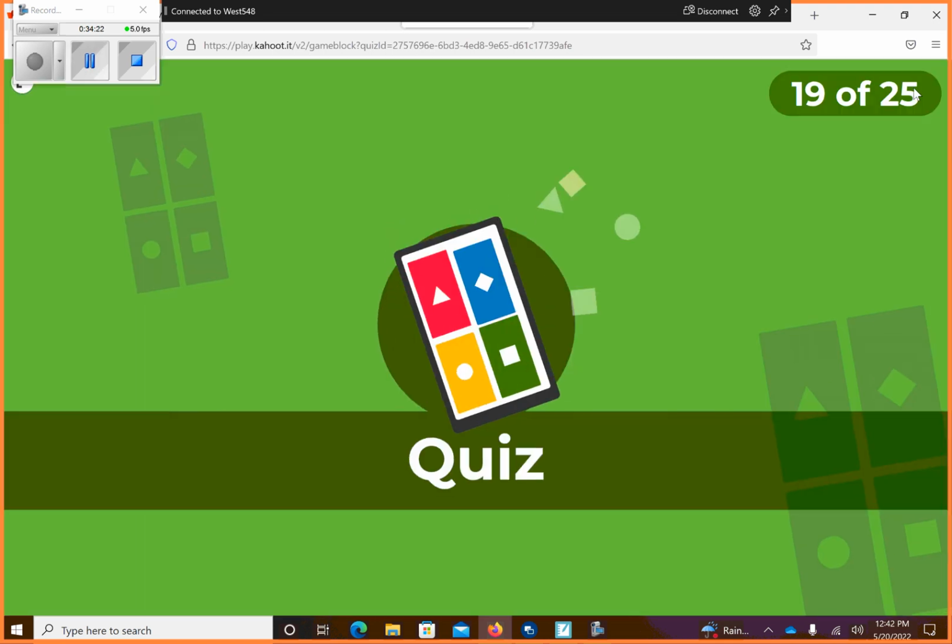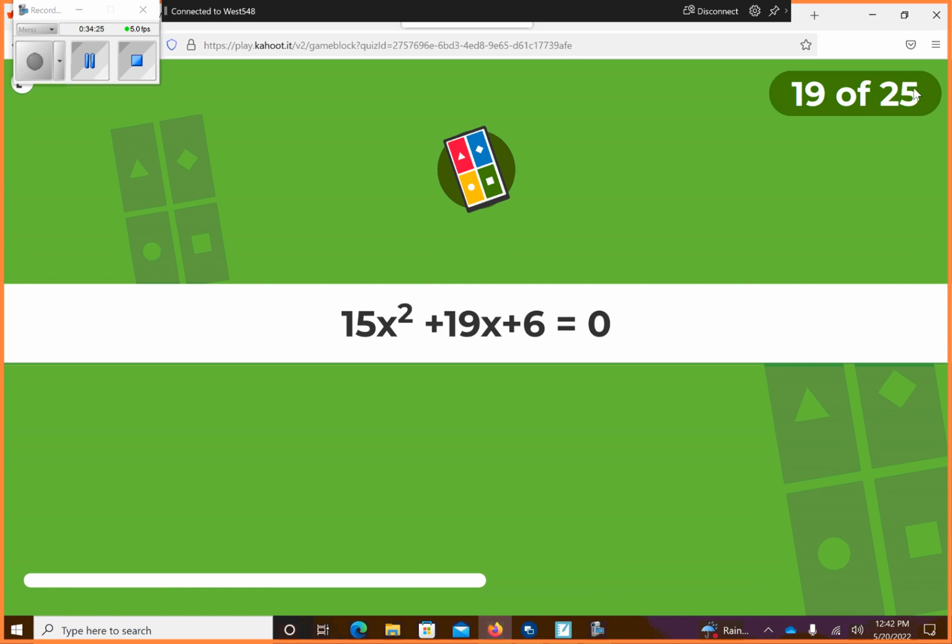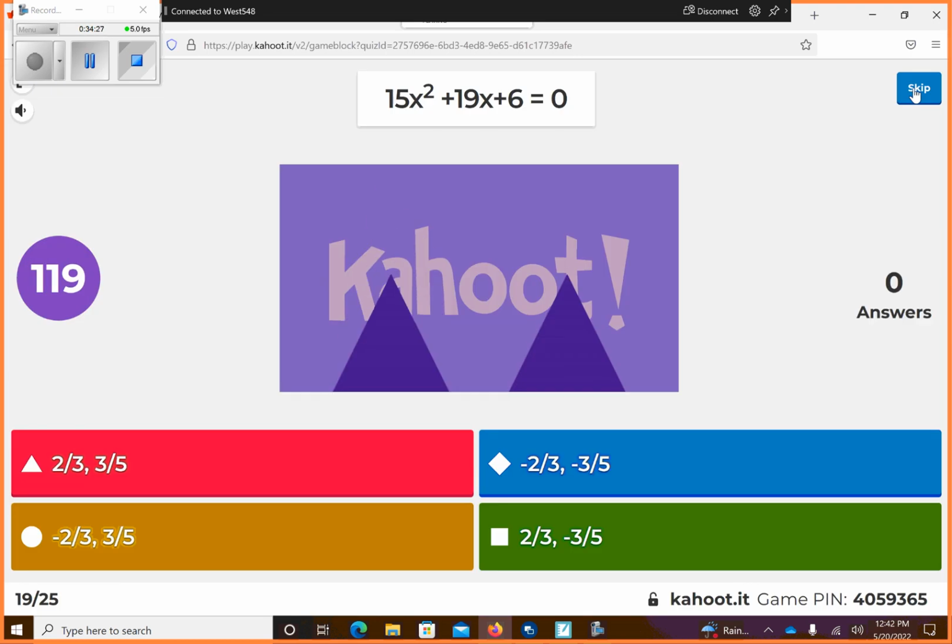Okay. Number 19, here we go. On this one, I would divide everything by 3 first, so then you'd get, no, I take it back. You have to multiply 6 times 15, which is 90. So 2 numbers that multiply to give you 90 and add to 19. 9 and 10. So it's going to be 15x squared plus 9x plus 10x plus 6. Group it. Set each of those equal to 0. That's a tough one. I can't do it in my head.